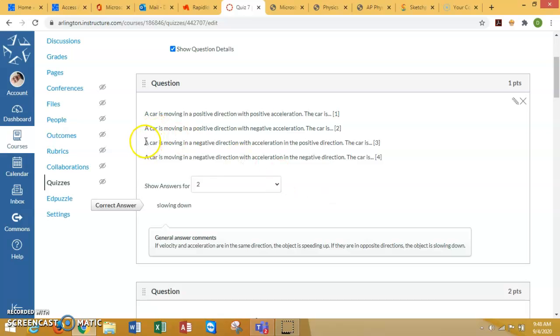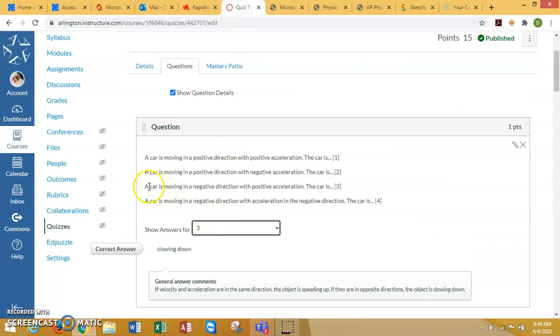Here's how it was phrased. A car is moving in the negative direction with positive acceleration. That's how it was phrased. In fact, I'll rewrite it here. Alright, so this is the way it was phrased. A car is moving in the negative direction with positive acceleration.